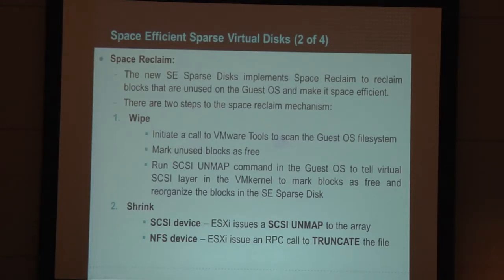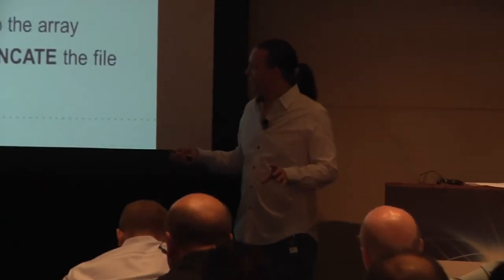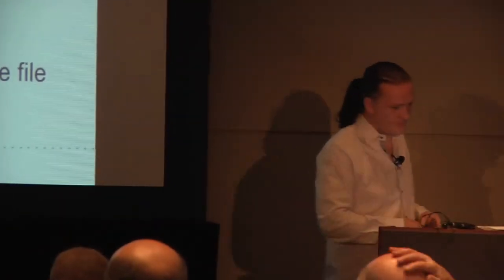Then Composer initiates a wipe and a shrink. So it wipes these blocks of data, and it shrinks the VM down to the size of the data rather than the size it was before. So it initiates the wipe, scans the file system for unused space, informs the VMware kernel about the unused blocks, and then, interestingly, it reorganizes the SE sparse disk to create contiguous free space at the end of the disk.